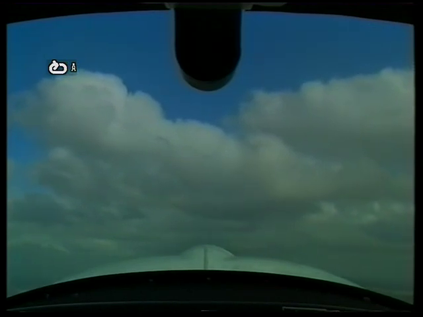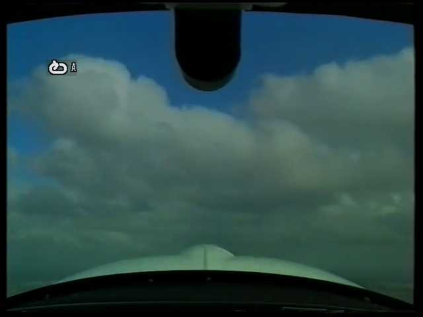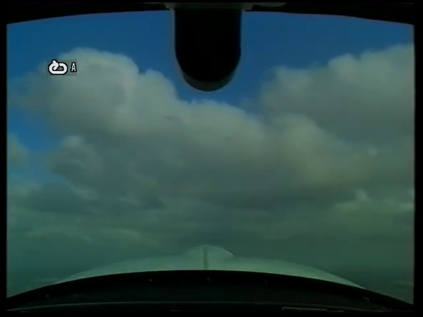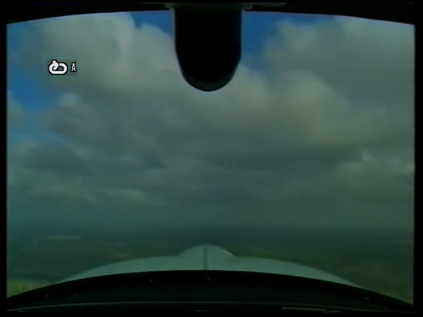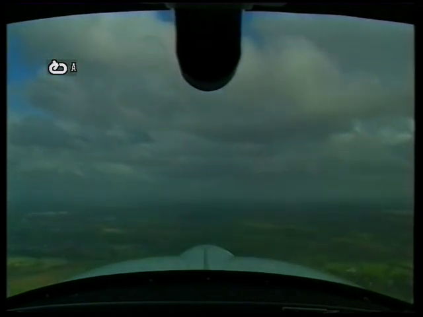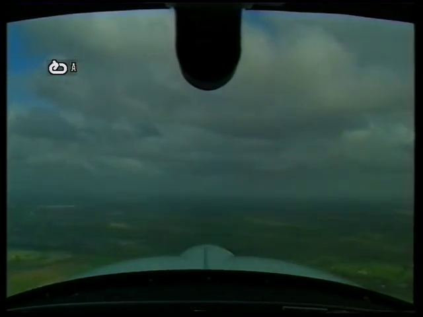Returning back to our previous altitude, 3,500 feet. And once you get there, reselect the level flight attitude, back into straight level flight.